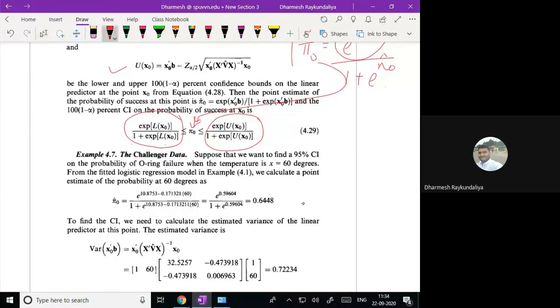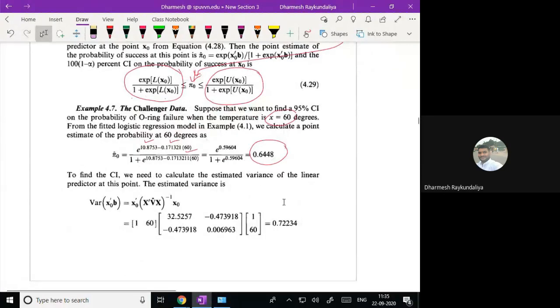Now what is the question given? Suppose the O-ring temperature x is equal to 60 degree Fahrenheit. I wish to find out the confidence interval for the probability of the failure of the O-ring. So I know that this is the estimate of beta 0, this is the estimate of beta 1. I just supply the value of x0. So my probability is 0.648, which is e raised to eta upon 1 plus e raised to eta. But I wish to find out the confidence interval of the linear predictor.